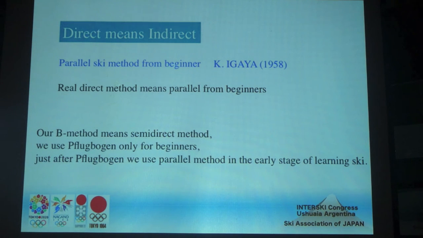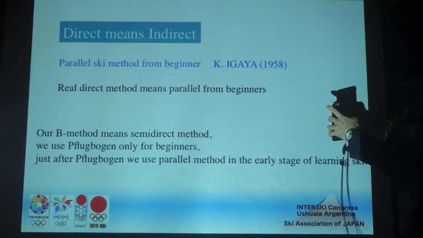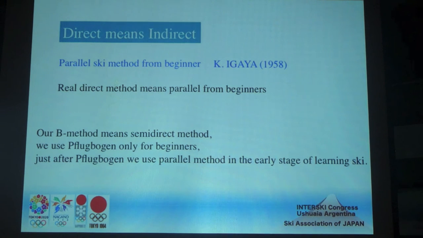The parallel ski method for beginners was written by Kunio Igaya in 1955 in Japan, with a very precise picture. In 1955, the son of Mr. Kunio Igaya competed in the alpine slalom race in Cortina and got a silver medal. That is the only Japanese Olympic medal. So this method is a real direct method.